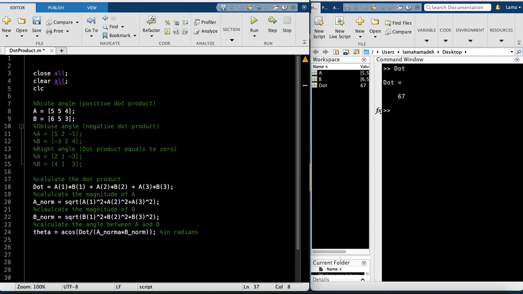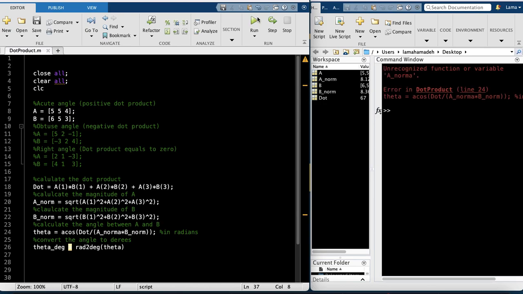So just for an easy interpretation of this angle, I will convert the angle to degrees. So theta degrees is, I will use the rad2deg command of theta. It will convert from radians to degrees. So I'm not going to end this line of code with a semicolon because I want to see the result on the command window. So let's run this and let's see what the theta between these two vectors is.